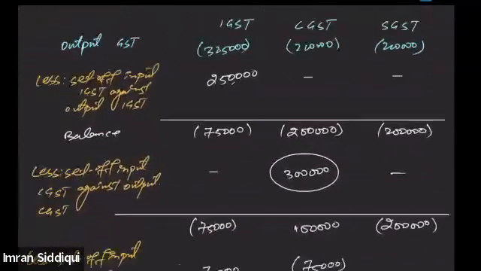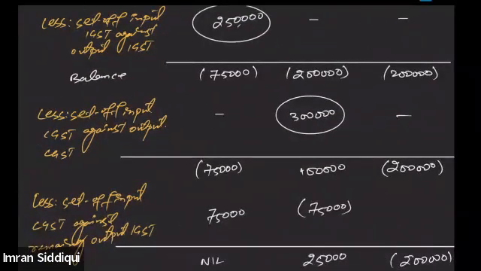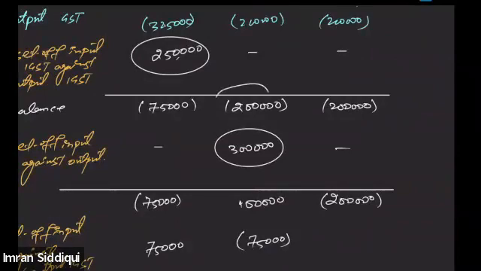See, I guess the first entry is clear. We will be passing the entry for this. This 2,50,000 has been adjusted with the output IGST. So the entry for this is clear now. Output IGST account debit to input IGST account 2,50,000. Now after that, we'll pass the entry to show the treatment of this 2 lakh. Output CGST account debited by 2 lakh to input CGST account 2 lakh, right?